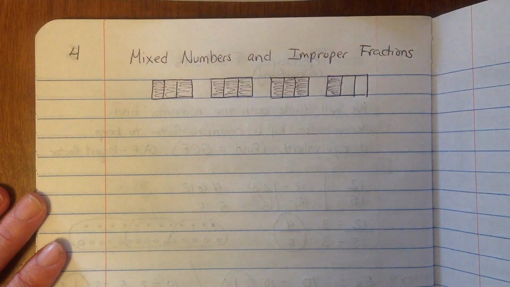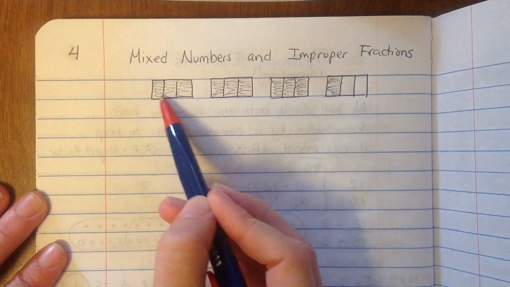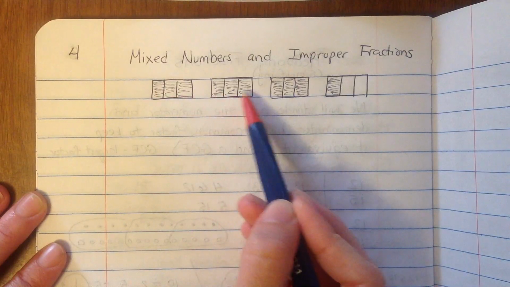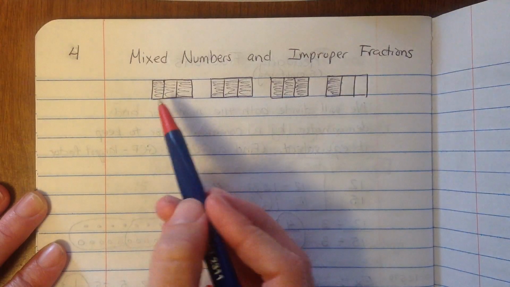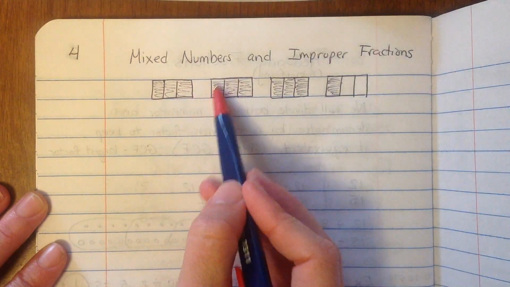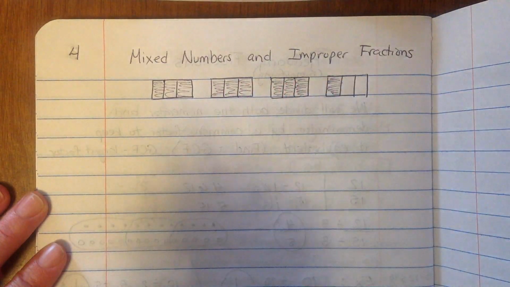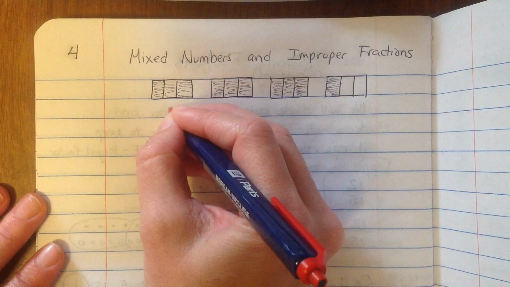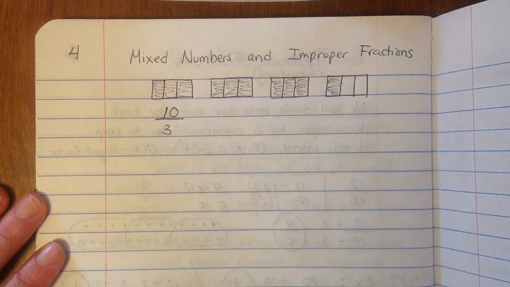One person might say, well, what I see here is I see 1, 2, 3, 4, 5, 6, 7, 8, 9, 10 pieces, and they're all thirds, right? Here's a third, here's a third, here's a third, here's a third, here's a third, here's a third, another third, another third. And so a person might look at this picture and say, well, this is representing 10 thirds. And if they said that, they would be right.